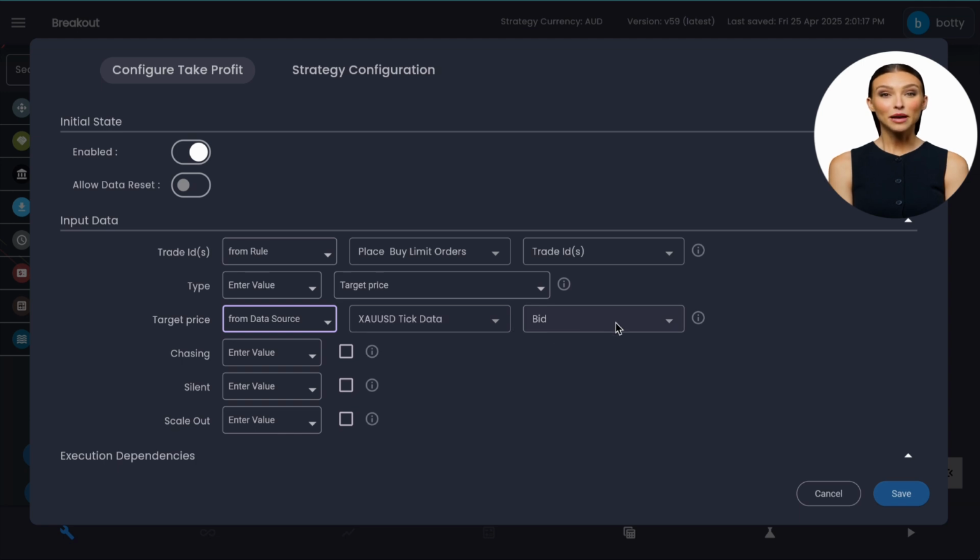Next, you can define your take profit in terms of pips. This approach sets the stop a fixed number of pips from the trade's entry price. The number of pips is a positive number for a take profit that will close the position in profit, or a negative number if the position is closed in a loss.